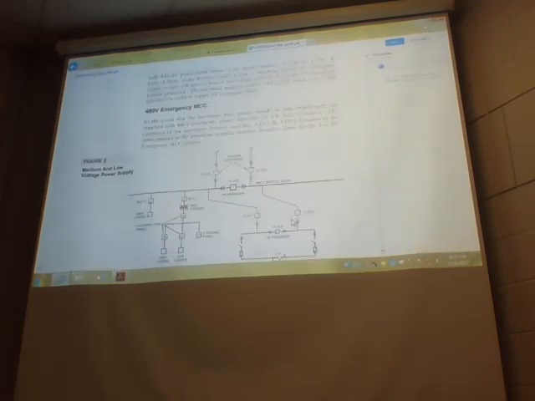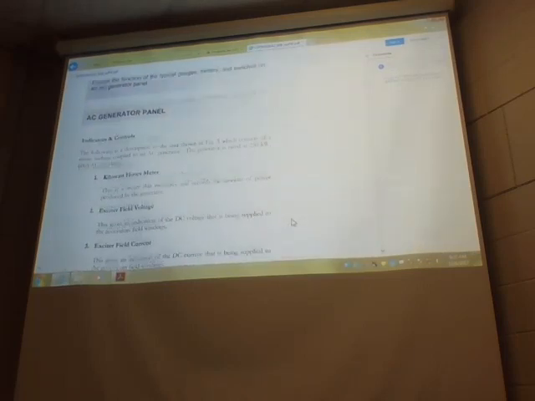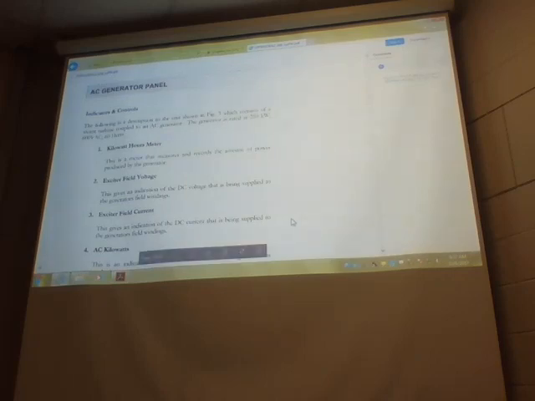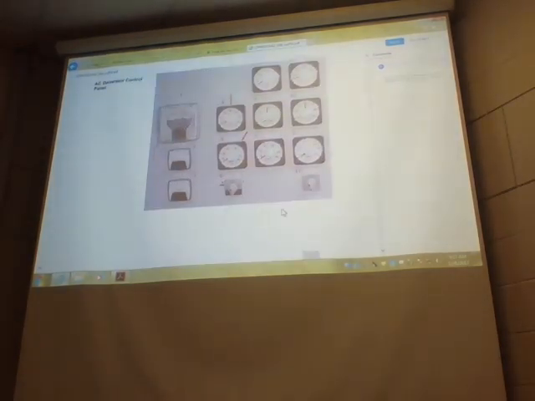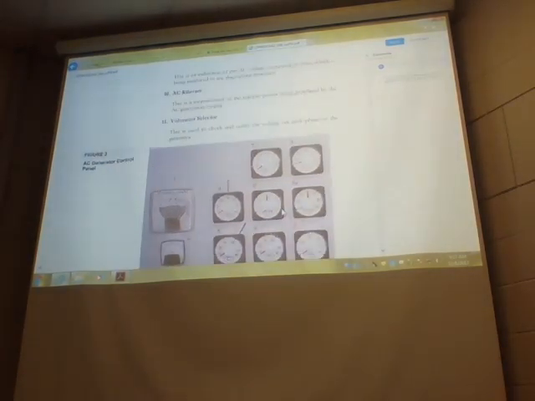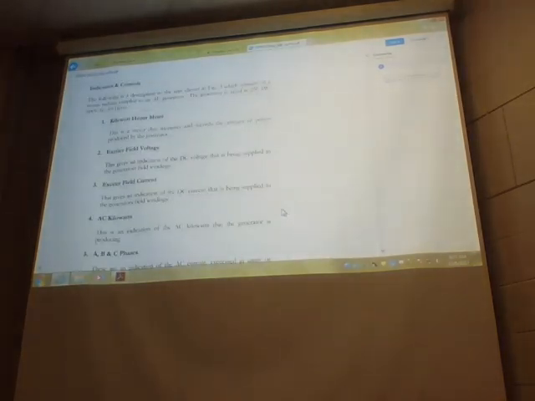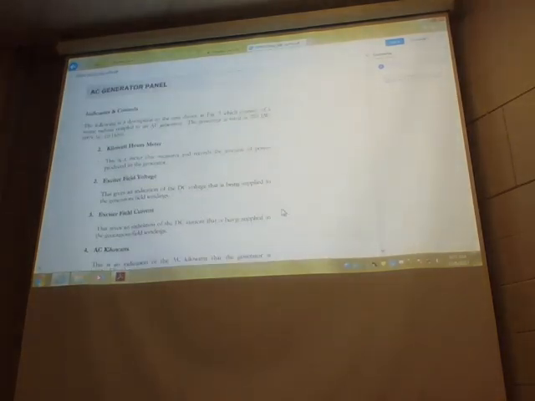We're talking about backup generators. All of this information has to be accessible to check on the operation of that generator. So the following is a description of the unit shown in Figure 3, which consists of a steam turbine coupled to an AC generator. The generator is rated at 250 kilowatts, 600 volts AC, 60 hertz.